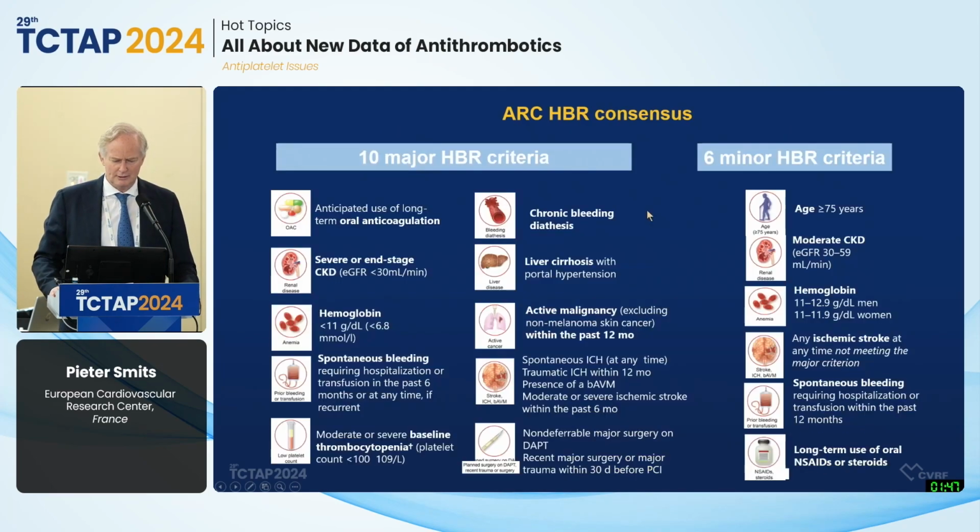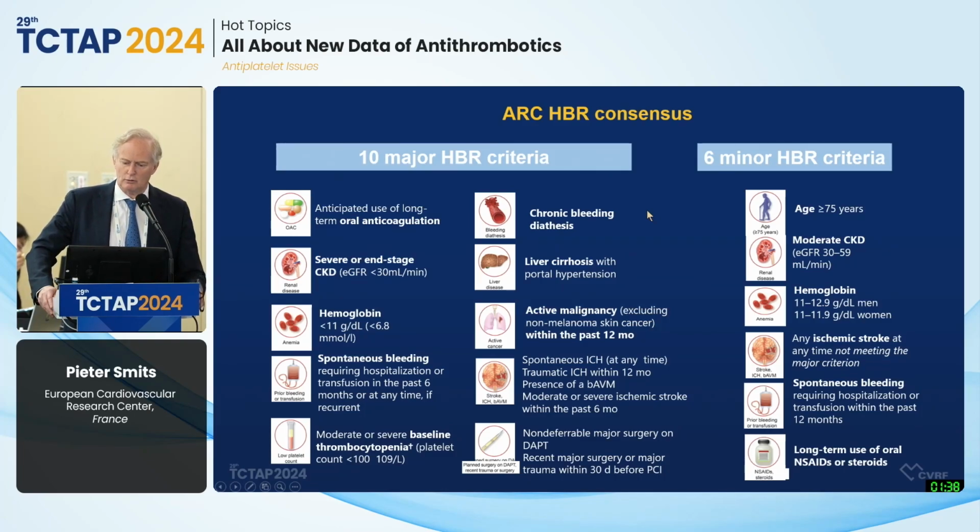And with a large database that was provided by all the clinical trialists and industry, they identified 10 major HBR criteria or 6 minor HBR criteria. And how did they come up with those criteria?